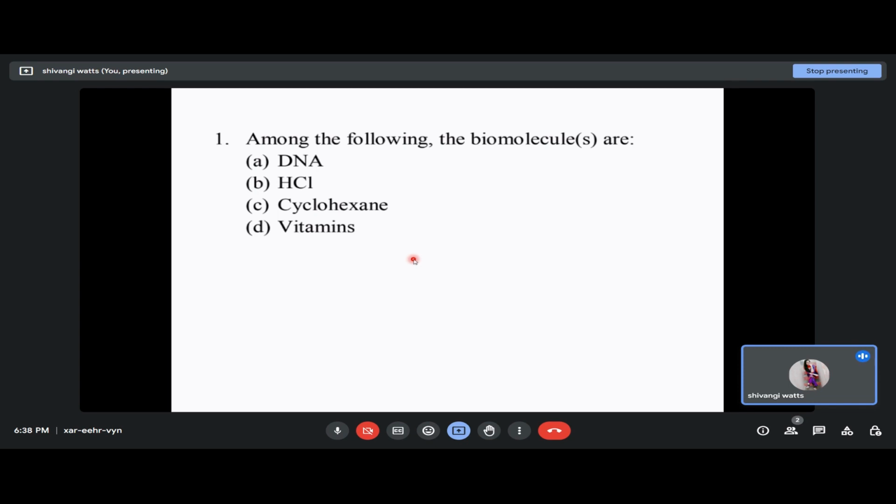So tell me which are the biomolecules among all. Option A is DNA, option B is HCl, option C is cyclohexane, and option D is vitamins. So which is the right option?